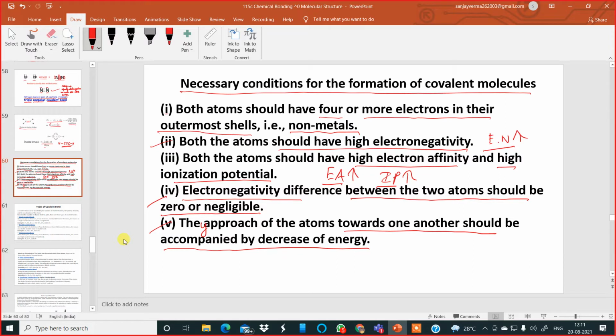Okay. Then after this factor, I would like to add one more necessary condition for the formation of a covalent compound: high nuclear charge and small internuclear distance. That is number 6. The nuclear charge should be high.